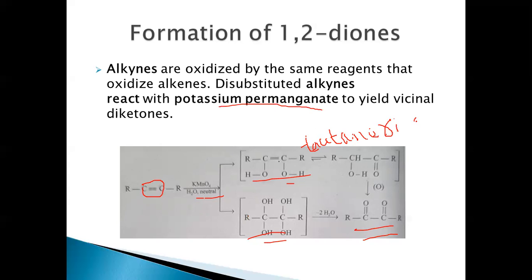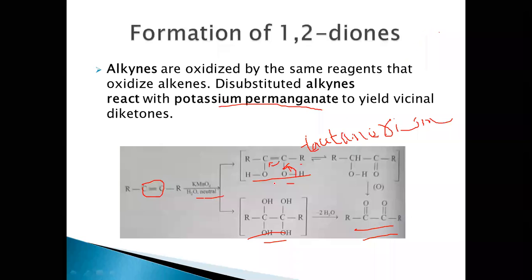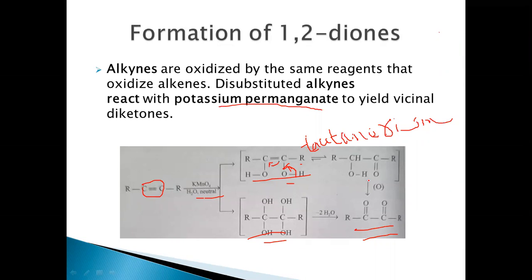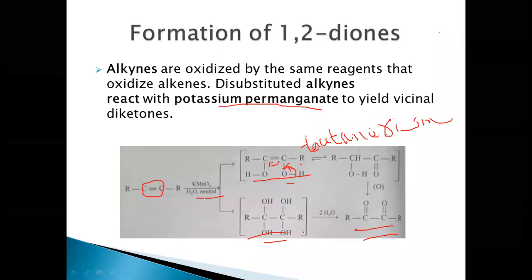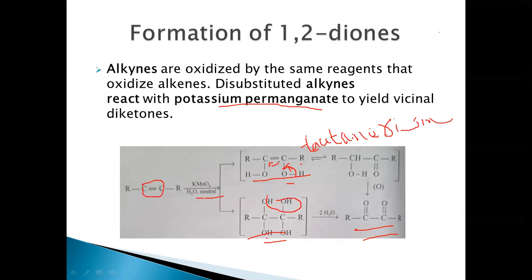Tautomerism will occur here, resulting in the formation of this product. How this keto-enol tautomerism is taking place is by the shifting of these bonds here, like this, and this keto-enol tautomerism can be seen here. Yes, in the second case, the removal of these two water molecules results in the formation of this dione here. Yes, double bond O and double bond O, resulting in the formation of a 1,2-dione here.